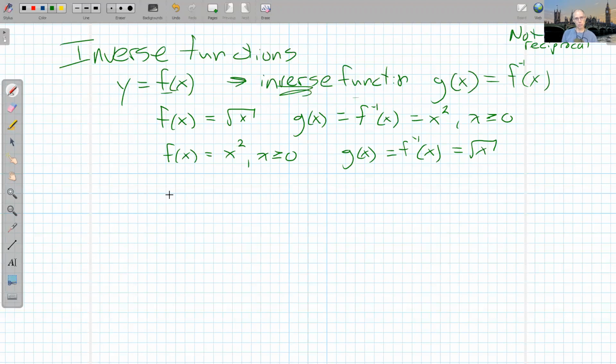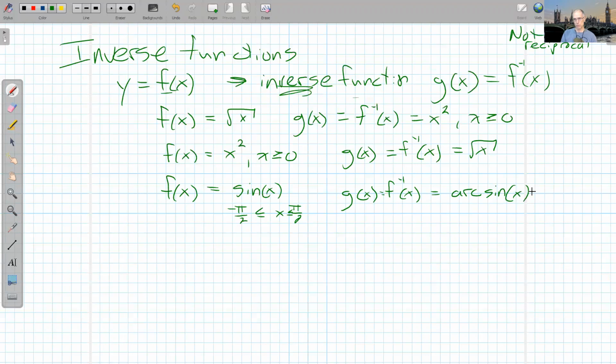Other examples you've seen before: if f of x was equal to the sine of x, that needs a domain restriction too, and the typical one is from -pi/2 to pi/2. Then we get the inverse function, which I prefer to call the arc sine, and I'll explain why in a minute, which is also sometimes called the sine inverse of x. So inverse sine or arc sine is the opposite function of the sine of x.